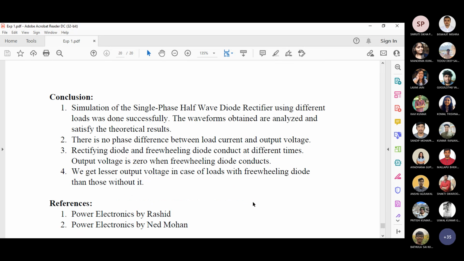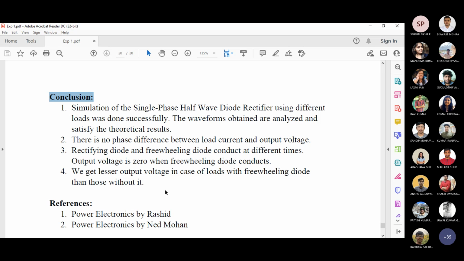And after that, finally, you have to write the conclusions. So what are your conclusions? Individually for R load, RL load, RLE load, what kinds of configurations and conclusions you are getting, you must write down. Conclusions are also important. For the freewheeling diode, you should write why you are using it. And for RL load and RLE load, is there any difference in their applications? There may be some differences. What kinds of changes have you observed?